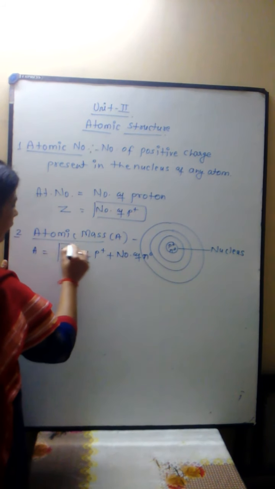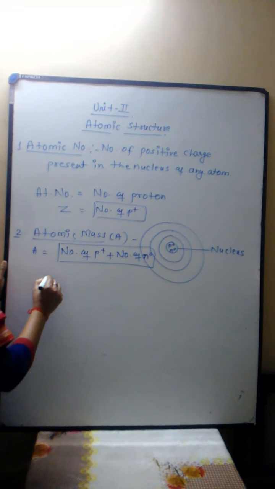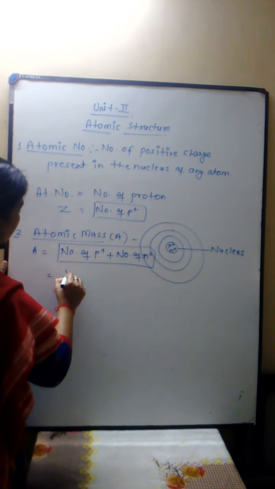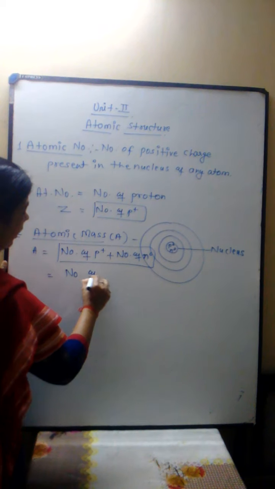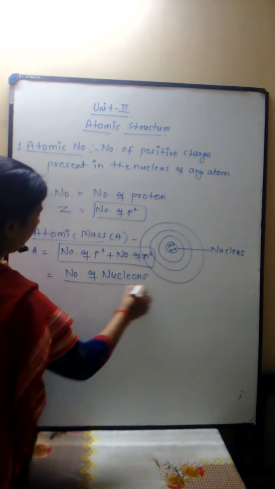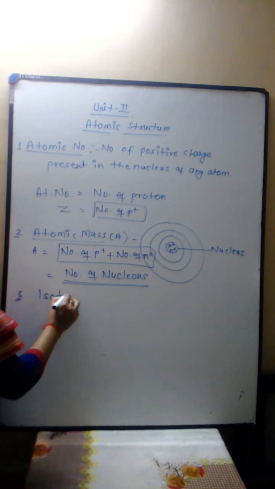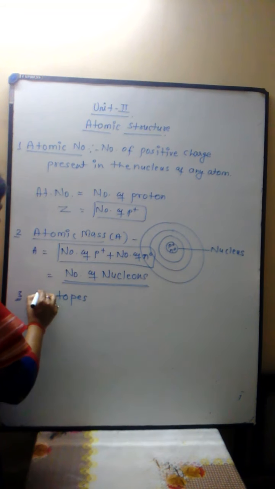The sum of the number of protons and neutrons present in the nucleus of an element is called its mass number or atomic mass. The number of protons and neutrons are collectively known as the number of nucleons. So the number of nucleons is the atomic mass or mass number of that element. After this, the third definition is isotopes. In 10th class we already studied what isotopes are.